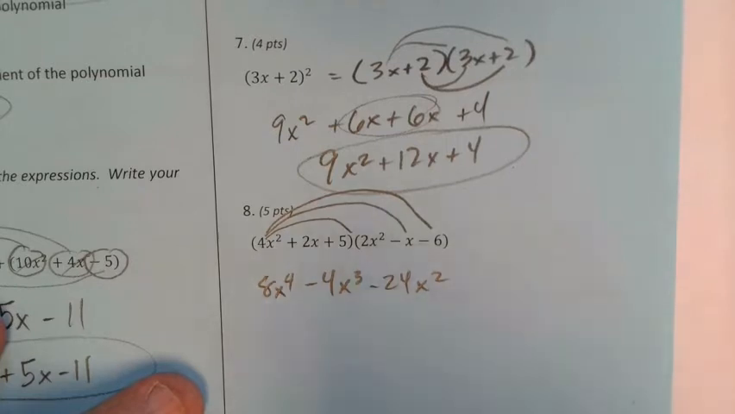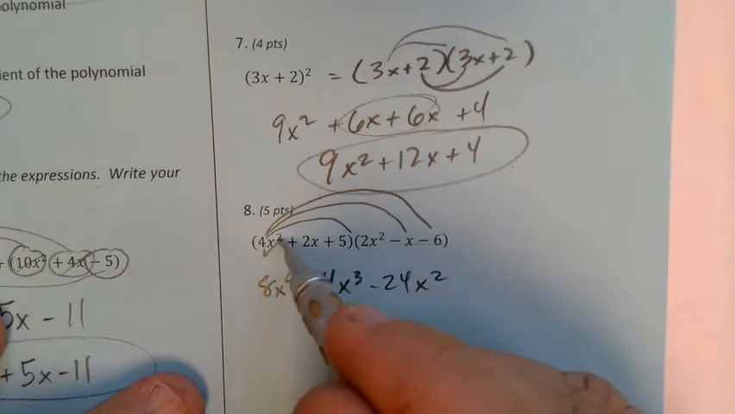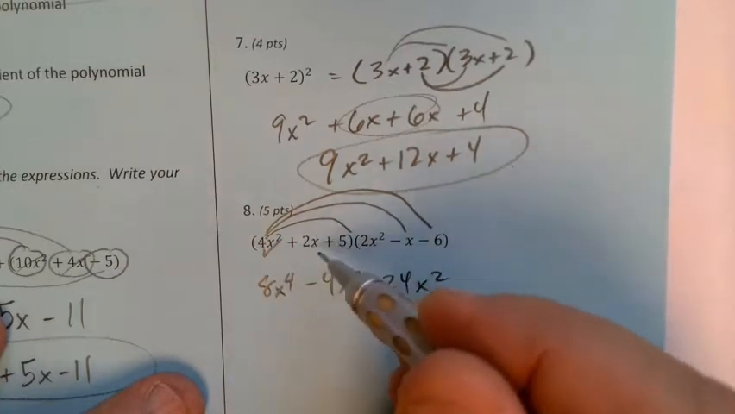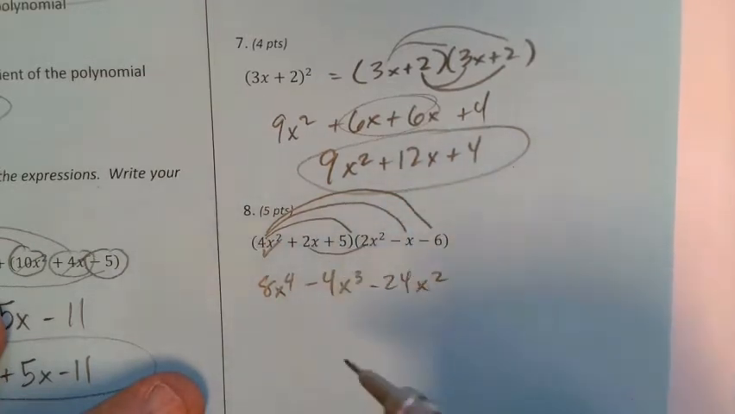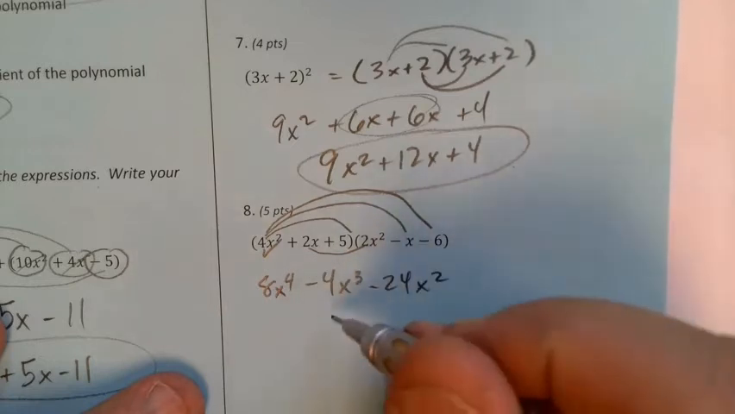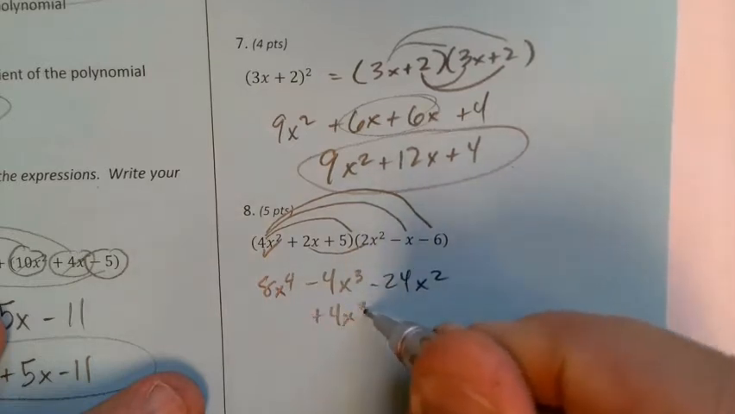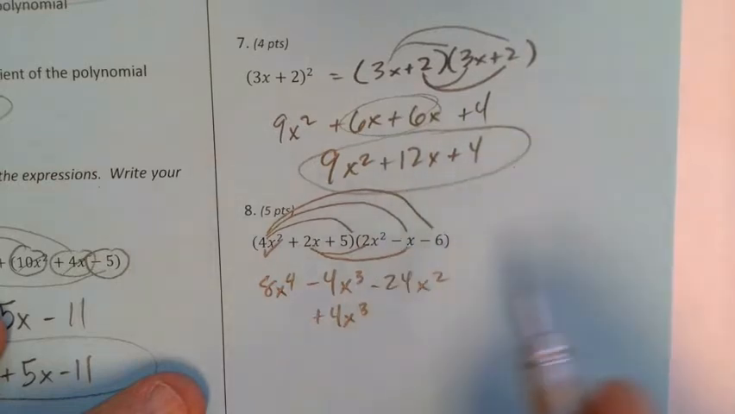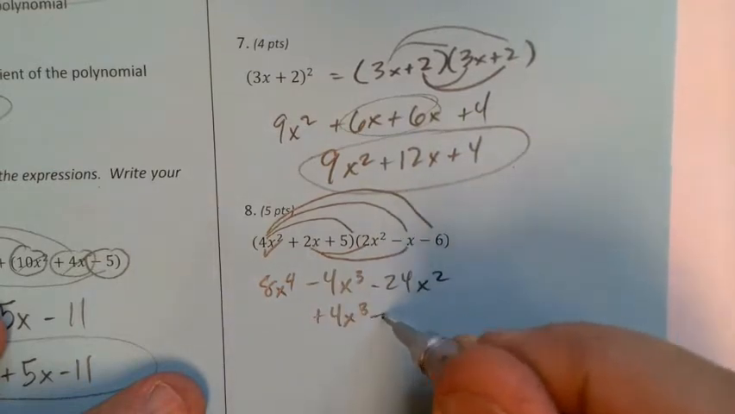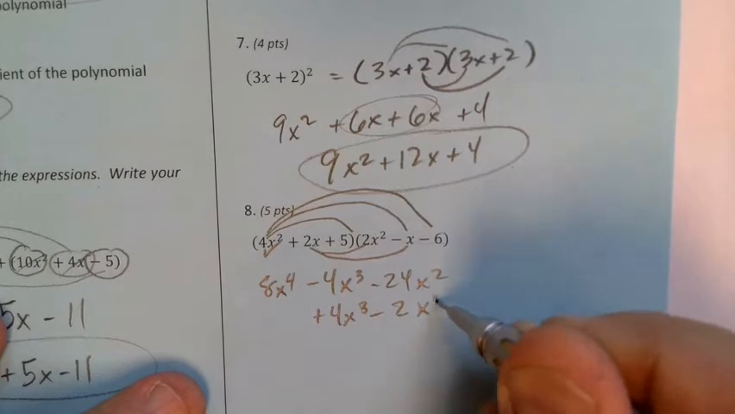Now remember, I like to start piling up my like terms at this point. So I'm going to keep going. This one's checked. It's done. 2x times 2x squared. That's 2 times 2 is 4. X times x is x cubed. So positive 4x cubed. 2x times negative x. Well, 2 times negative is negative 2. And x times x is x squared.